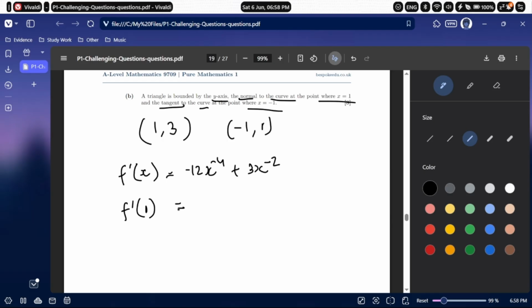So let me use my calculator again. Times 4 plus 3 x raised to minus, and then just input it into your calculator. Right.